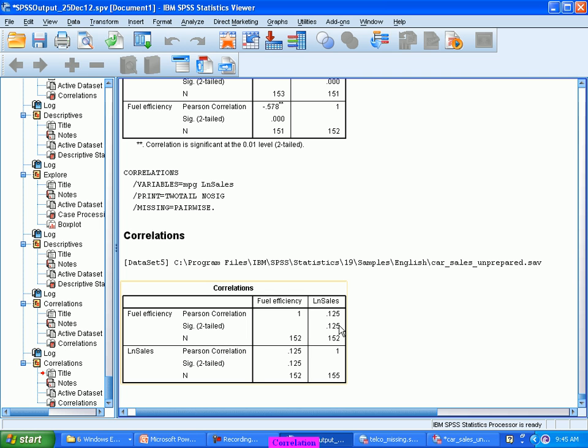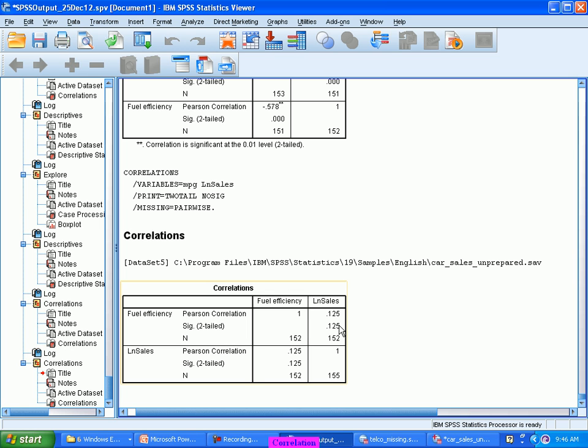The most important aspect, significance level, 0.125. Null hypothesis is coming into picture. Null hypothesis is saying correlation is 0. So though you got the correlation as 0.125, you can ignore it. You should not bother about the number here at all.